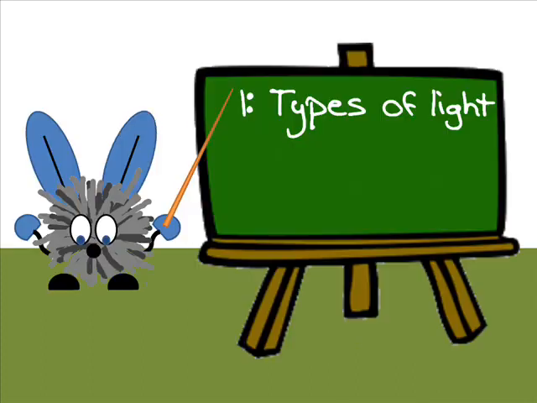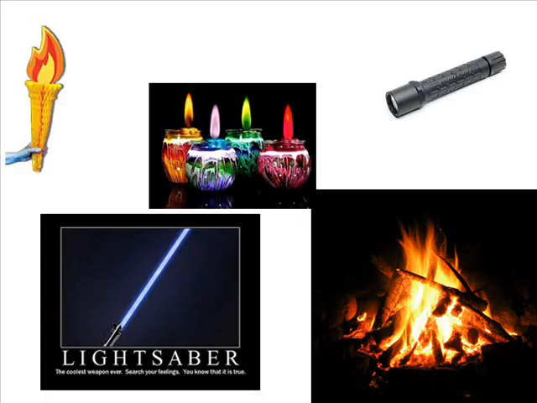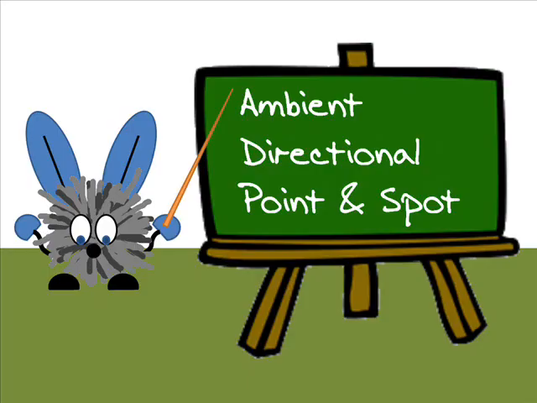Now, let's talk about the various types of light. No, I don't mean these sorts. Within computer graphics, lights are basically divided down into four main types: ambient, directional, point, and spotlights. We'll be talking about each of them in turn in a while.